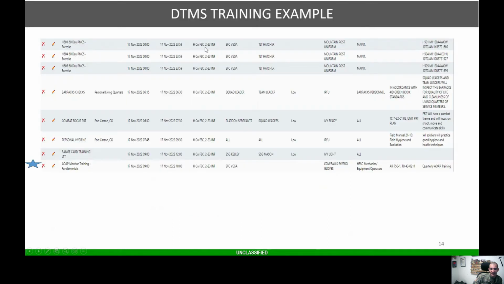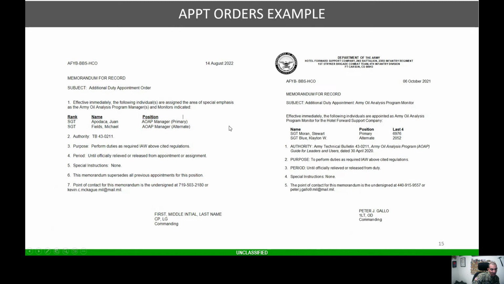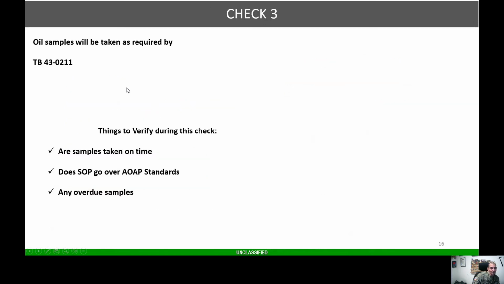So let's talk about DTMS training examples, right? As you see, I've got a star here, but AOAP monitor training fundamentals, right? It's on our training calendar as when we're actually going to train FSC mechanics and equipment operators on how to properly do AOAP sampling. So keep that in mind. There's an example of appointment orders. Like I said, appointment orders is pretty self-explanatory. Everything we do in the motor pool or in the Army requires appointment orders, right?